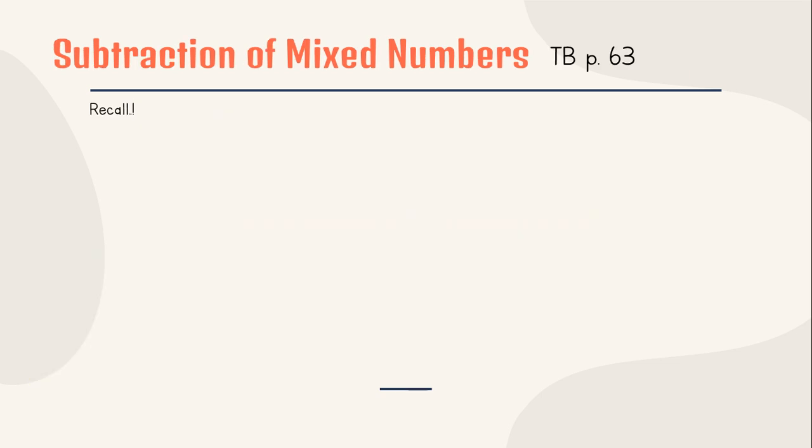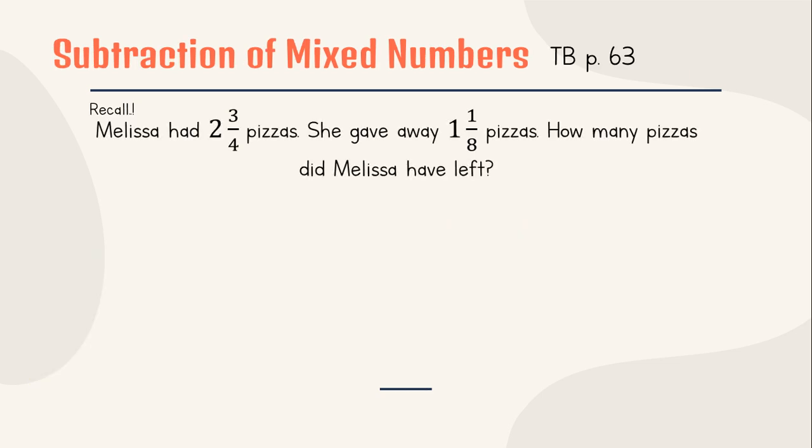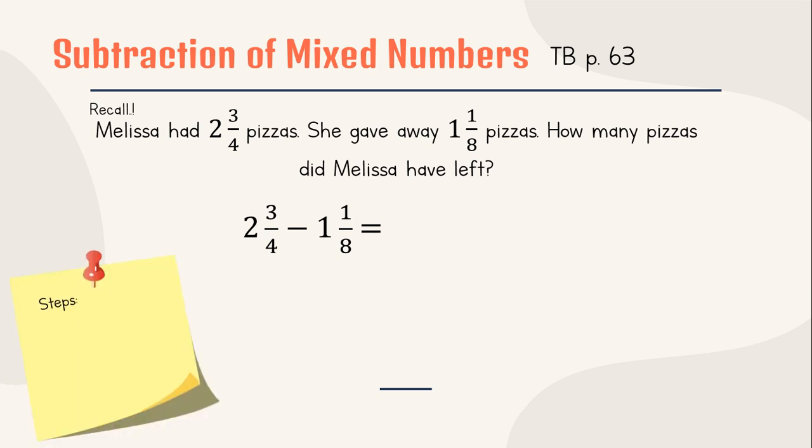Now, subtraction of mixed numbers. Melissa had 2 3/4 pizzas. She gave away 1/8 pizza. How many pizzas did Melissa have left? Okay, so at first Melissa has this 2 3/4, and now we're going to subtract because Melissa gave it away. First of all, the step is to subtract whole numbers.